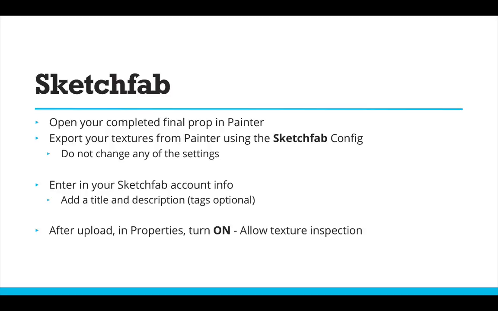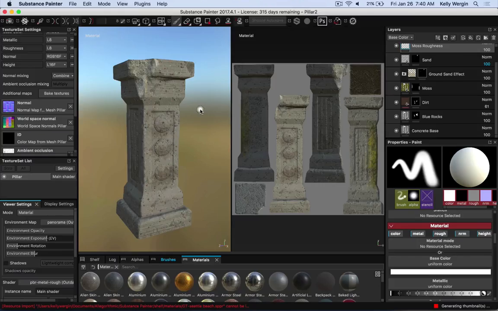You need to export your textures again in Painter because Sketchfab's configuration is different than Unreal's. Sketchfab takes JPEGs, and it takes a mesh in a different format than FBX. Painter added a configuration just for Sketchfab. So you really don't have to do anything except for export this out again.